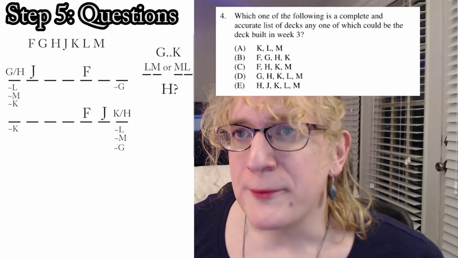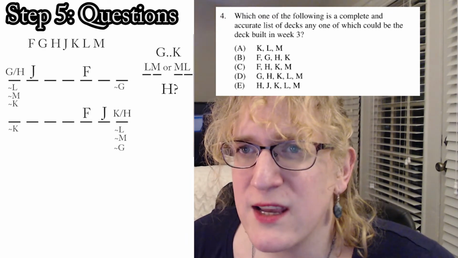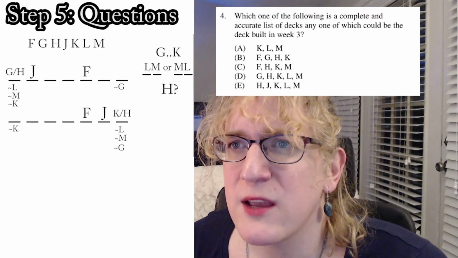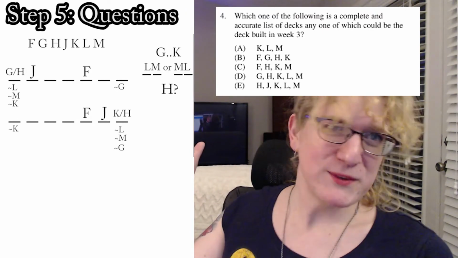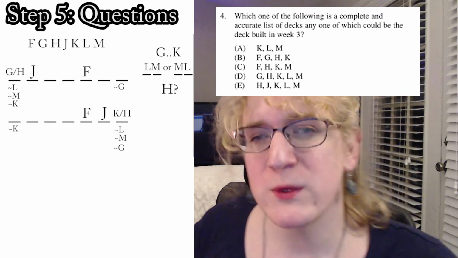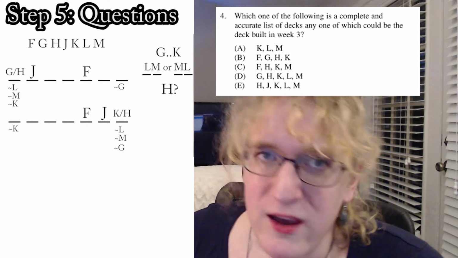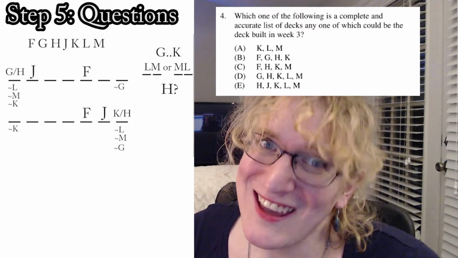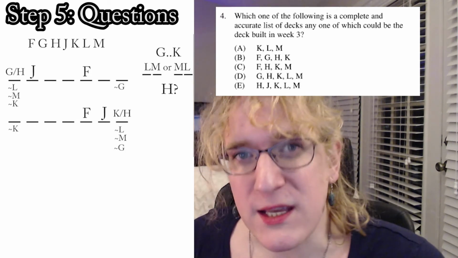Number 4. Which one of the following is a complete and accurate list of decks, any one of which could be the deck built in week 3? All right, it's kind of the opposite of that last question. So we go to our master sketches. We know that it can't be F because F is 5th. We know that it can't be J because J is 2nd or 6th.